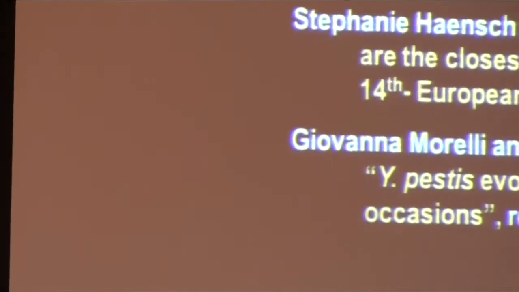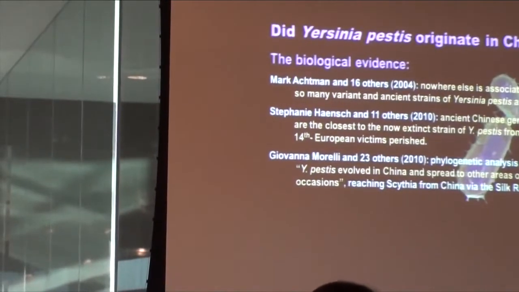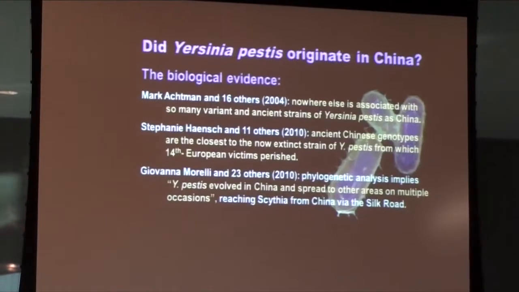Did the disease originate in China? Well, the biological evidence points in that direction. And if you look at what the biologists are saying, and I give you some excerpts here, they believe that the greatest range of types of Yersinia pestis is present in China, which is a good circumstantial indication of a Chinese origin. They believe that Chinese genotypes are the closest to those that they've identified in the teeth of European plague victims.